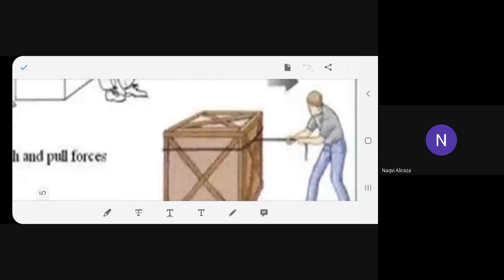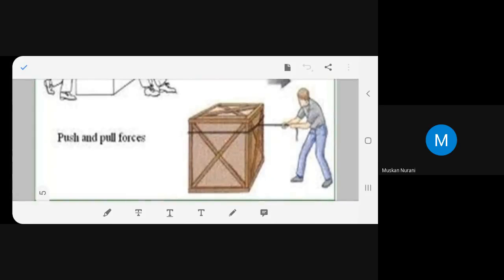Okay. Now, what is this one, beta? Ma'am, a man is pulling a heavy box. Very good, very good. So this is a pull. Now, I think you already have described. I'm so happy. You made my day better. So I want all of you to participate like this.